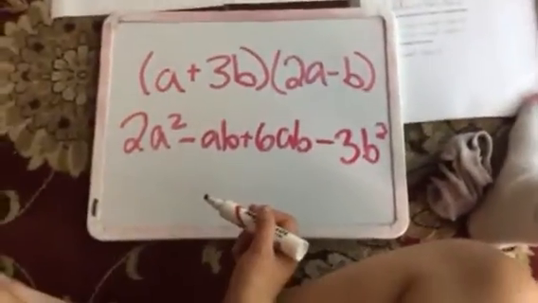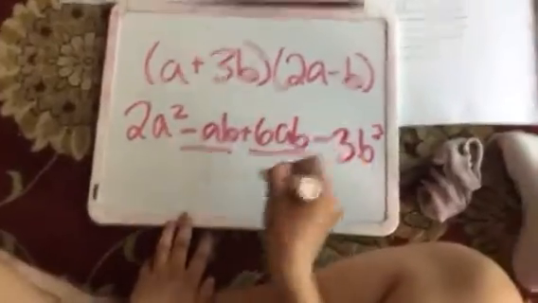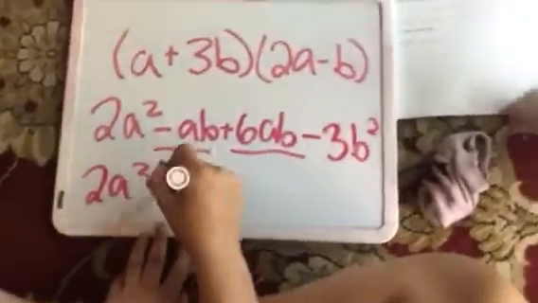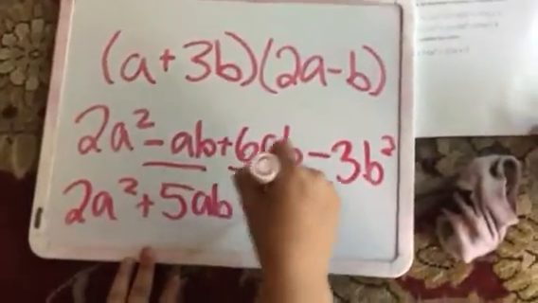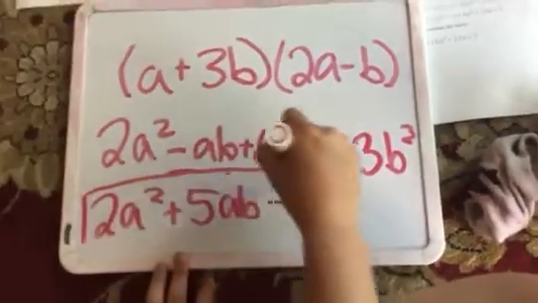Now let's see if we can combine like terms, and we can combine negative ab and 6ab. So we get 2a squared plus 5ab minus 3b squared. And this is our final answer.